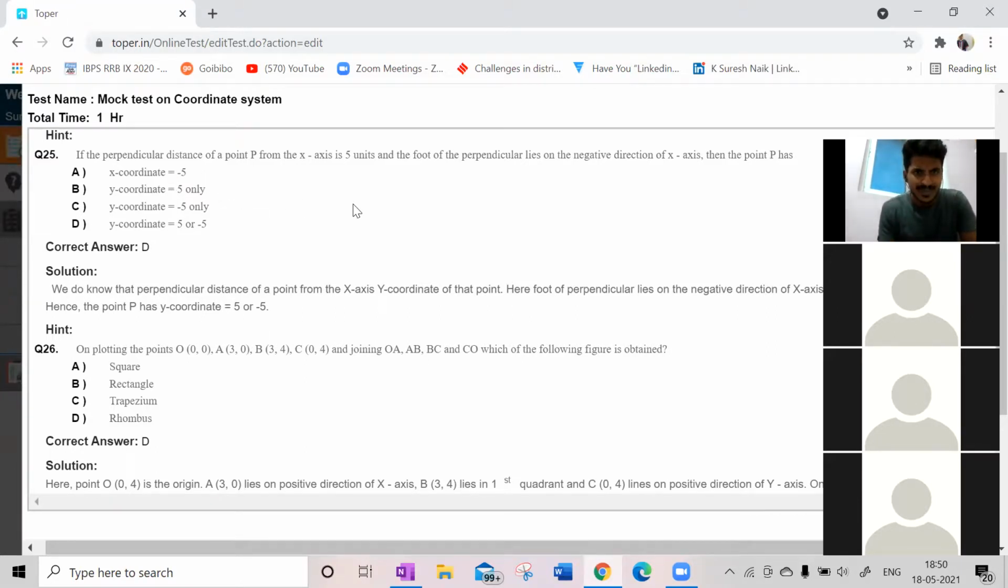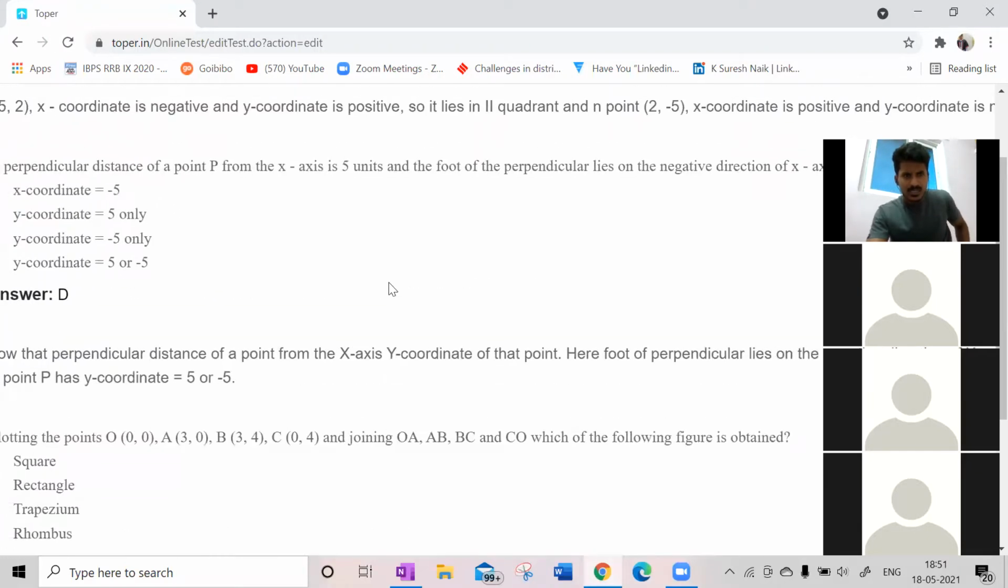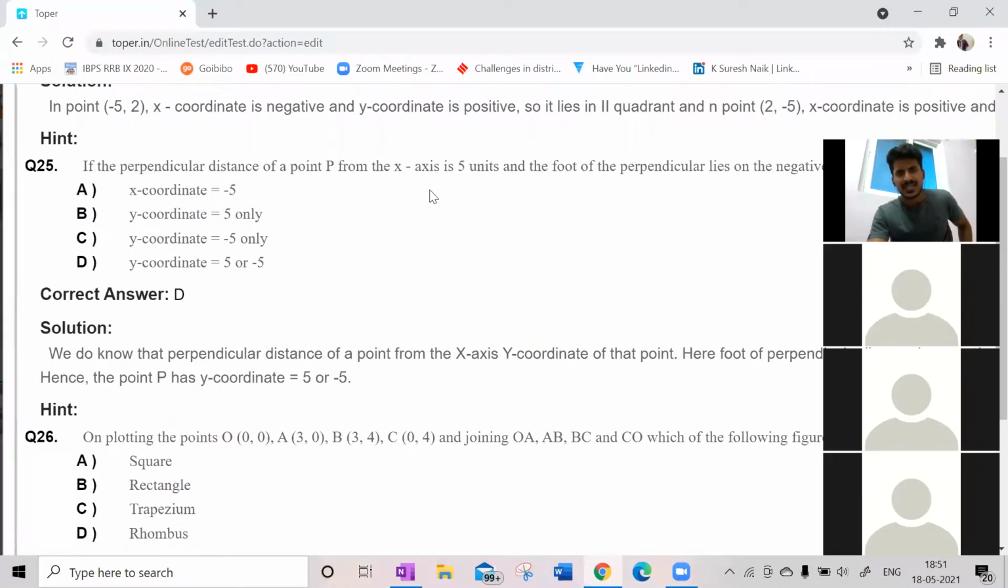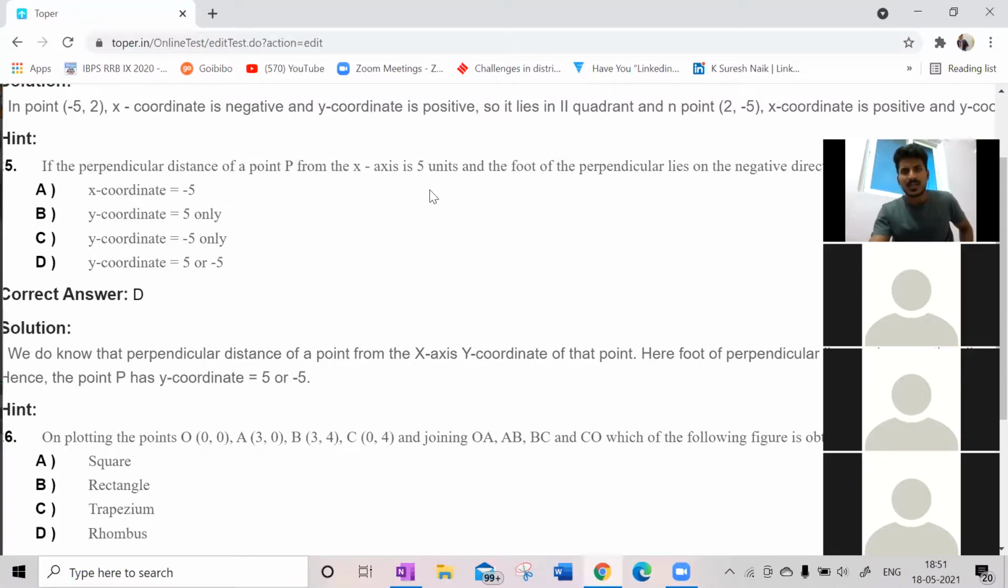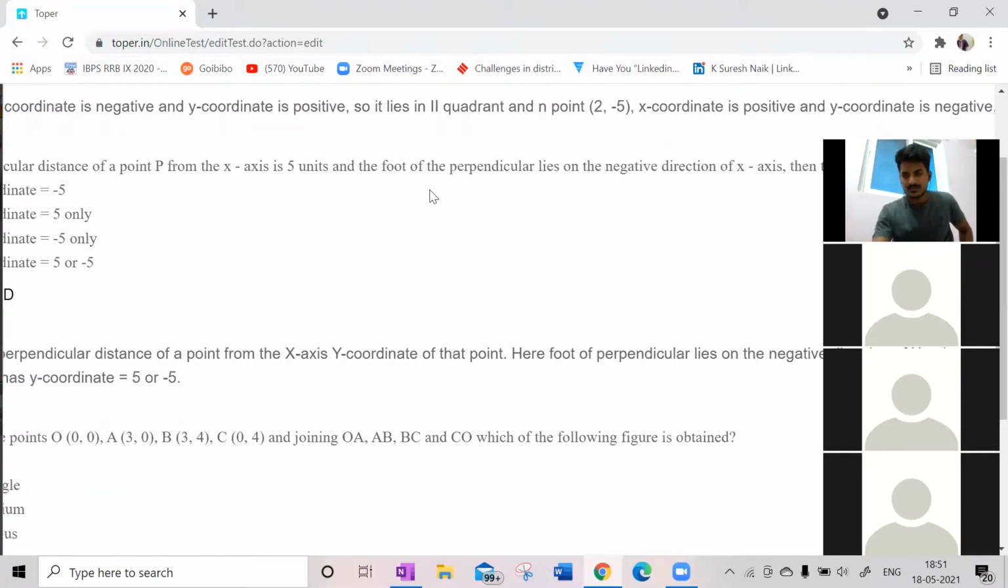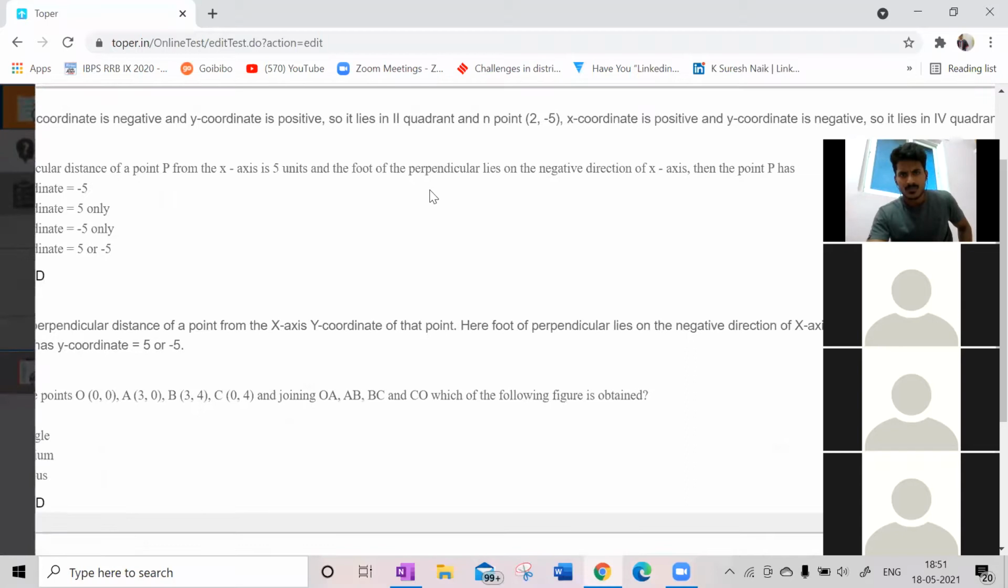The perpendicular distance of point P from the x-axis is 5 units and the foot of the perpendicular lies in the negative direction of x-axis. Then the point P has x coordinate minus 5. Option A should be correct. So both option A and D are correct. Sir, the y coordinate is minus 5. He's saying, look at the question here. One second, let me zoom it out. It can be positive 5 or negative 5, the y coordinate.